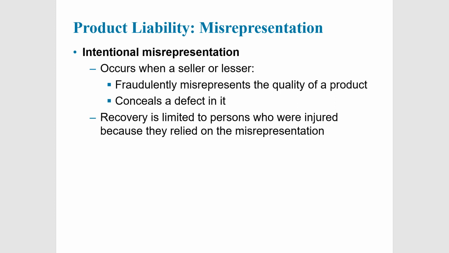Next, let's look at misrepresentation. Misrepresentation is when we say something false about a product. So intentional misrepresentation occurs when a seller or lessor fraudulently misrepresents the quality of a product, or maybe even conceals a defect. So both could be intentional, outright stating something that's false, or taking steps to conceal something that they know is wrong so that people don't know about it. So recovery is limited to persons who were injured because they relied on the misrepresentation.